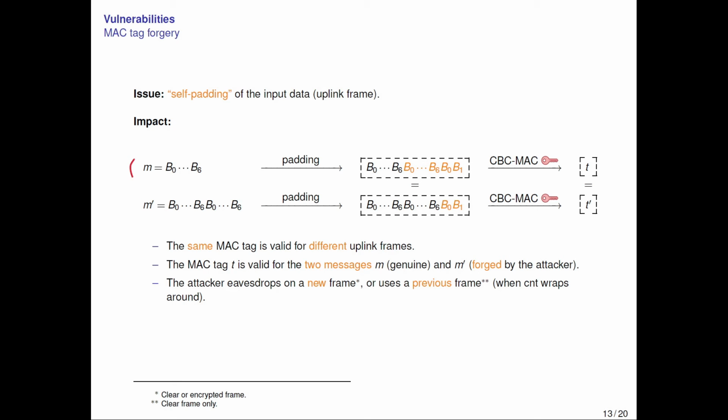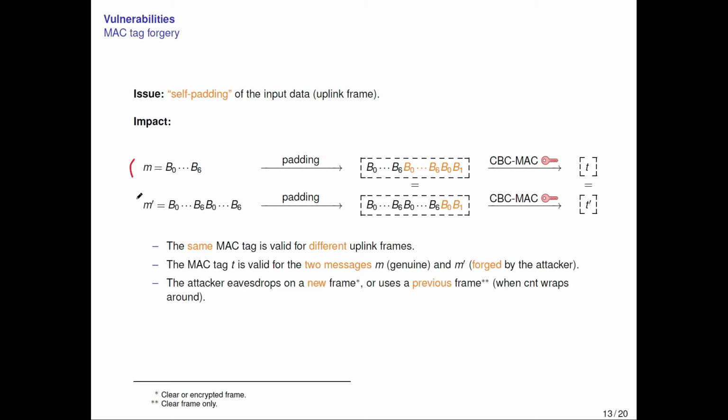In this case, the padding function yields B0, B1, etc. up to B6, followed again by B0, B1, etc. B6, finally followed by B0 and B1. These 16 bytes are the input to the CBC MAC routine, together with the end device's NAC key.